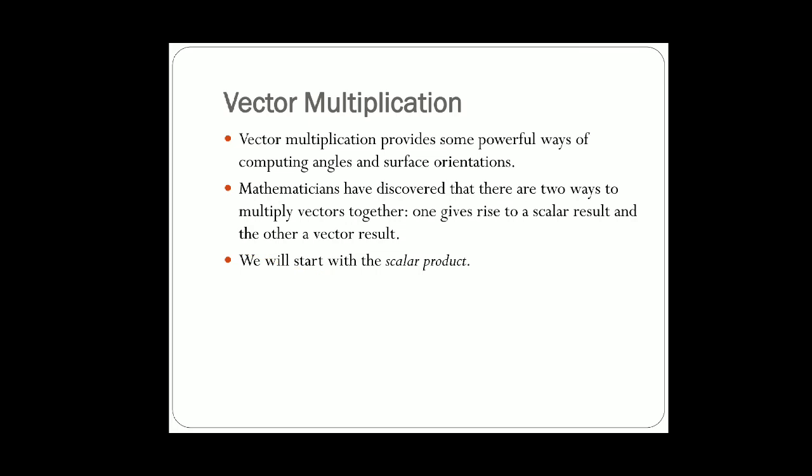Next is vector multiplication. How does vector multiplication provide powerful ways of computing angles and surface orientations? Vector multiplication is done for the surface on which your area has been calculated, as well as the angles which it is forming with its various shapes. Mathematicians have discovered that there are two ways to multiply vectors together. So there are a total of two ways in which you can multiply a vector. The first gives rise to a scalar result, one which will give you a scalar output, and the other is a vector result.